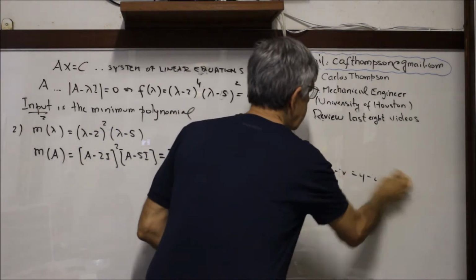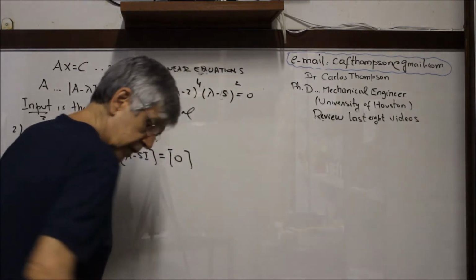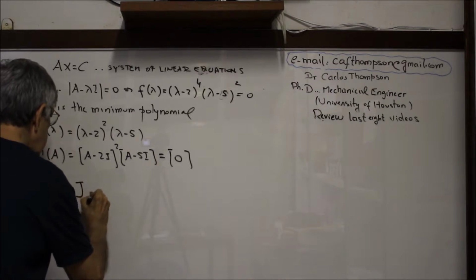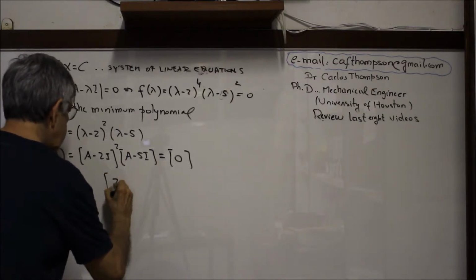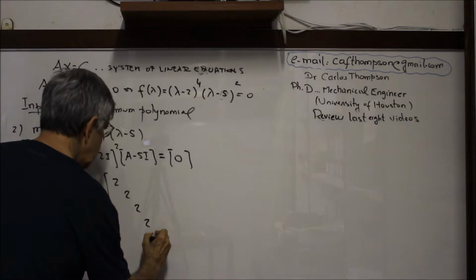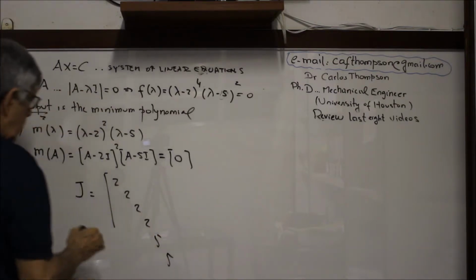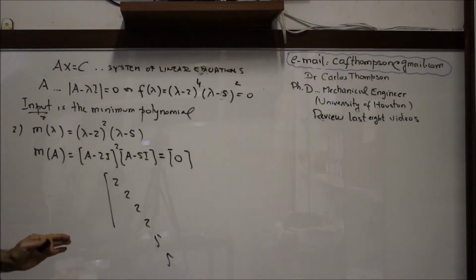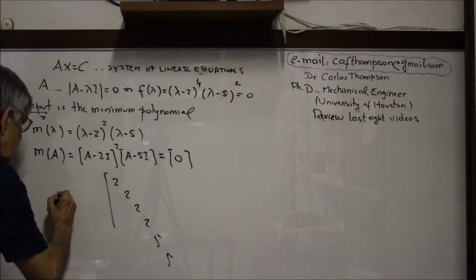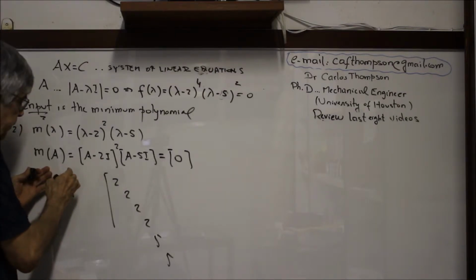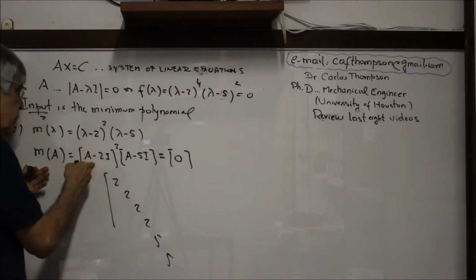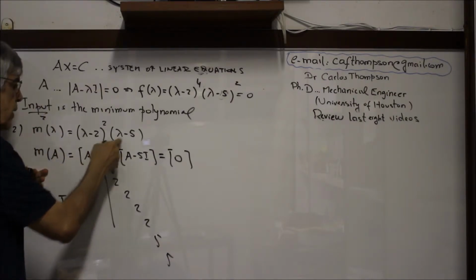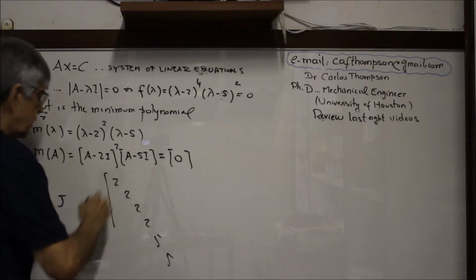Now here, suppose I put J with 2, 2, 2, 2, 5, and 5. Okay, the first J, see, those are different Jordan forms. They are not equal. They come from the same minimum polynomial, A minus 2I squared. Let's forget for a while this.